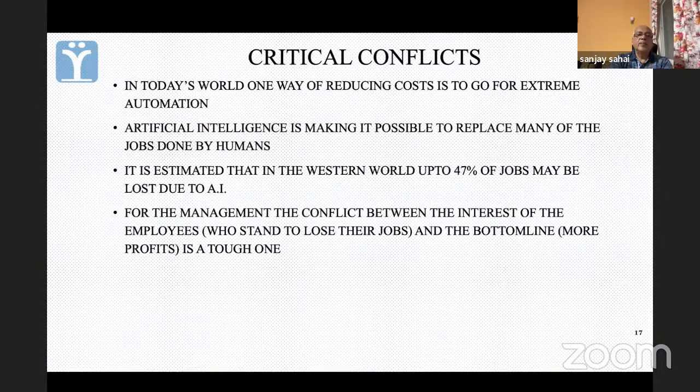For the management, the conflict between the interest of the employees who stand to lose their jobs, अगर वो टेक्नोलॉजी की तरफ जाते हैं, and the bottom line, more profits, is a very tough one. देखिए, जो यहाँ पर मैनेजमेंट या ओनर है, अगर उसको सिर्फ प्रॉफिट चाहिए, then what happens? He may prefer to go for technology. यहाँ ट्रेड यूनियंस तो होंगे नहीं, ना प्रोडक्टिविटी कभी कम होगी, everything is going to go smoothly.